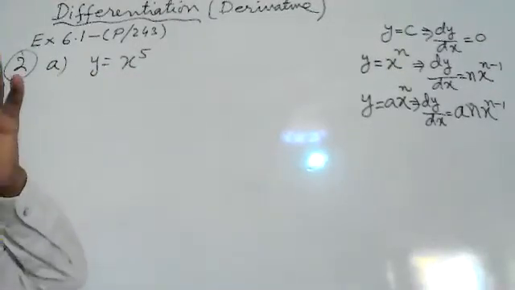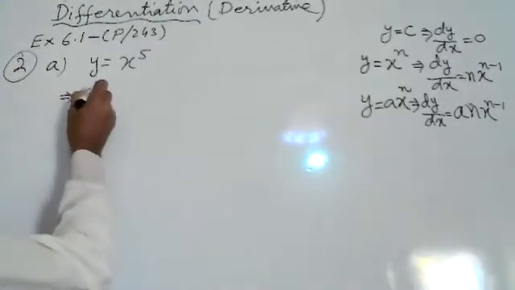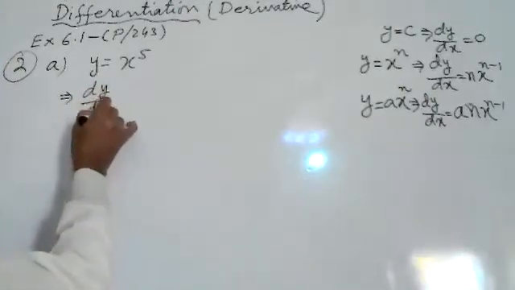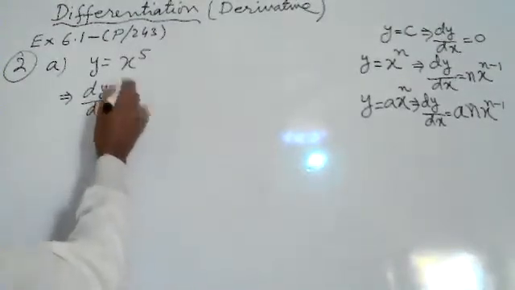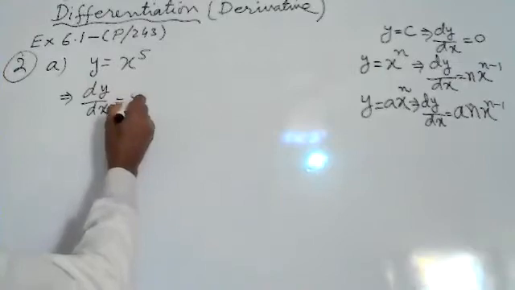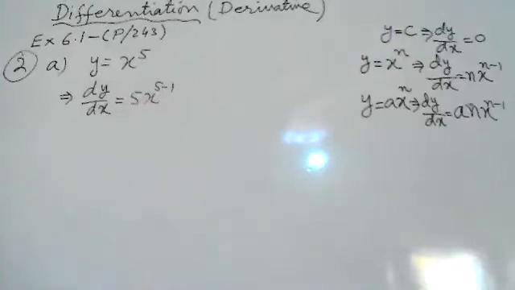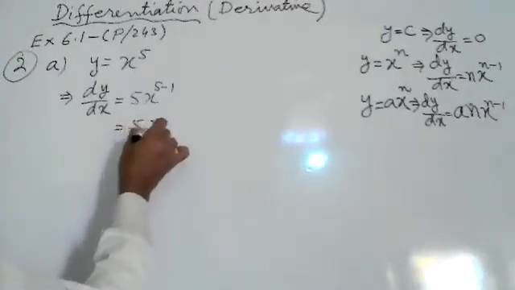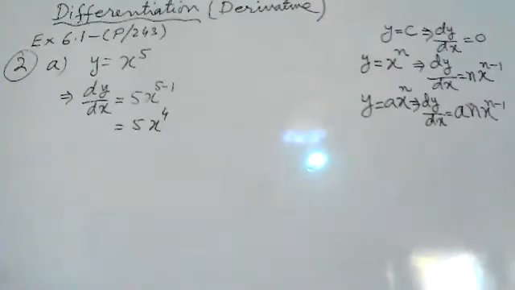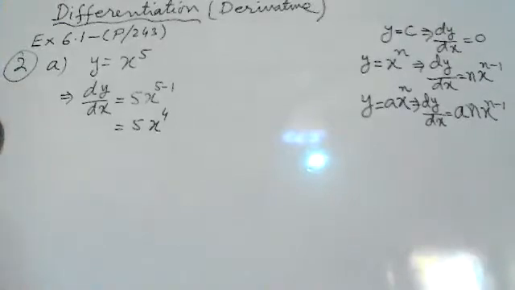So therefore, on differentiation, it will become dy upon dx, the derivative of y, or differentiation of this function, equal to this power 5 will come over there, 5, and x raised to power will become 5 minus 1. Power will become 1 lesser than the given. It will become 5x raised to power 4. This is the answer. 5x raised to power 4 is the answer. That was A part.